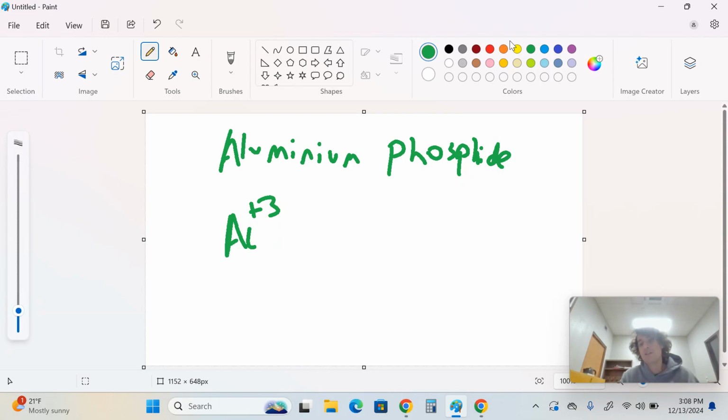Can you make aluminum have a +1 charge? Yeah, you can. But again, let's not get too into the complex here. Let's keep it simple for now. So Al 3+, and then phosphorus is phosphide, except it has a 3- charge when it's phosphide.